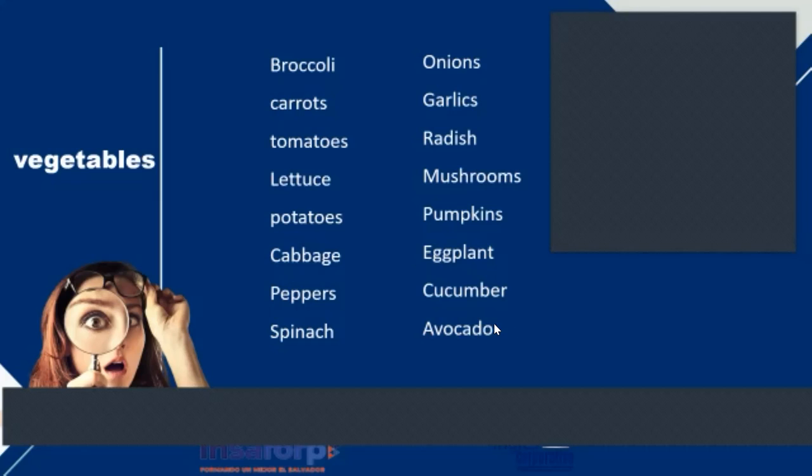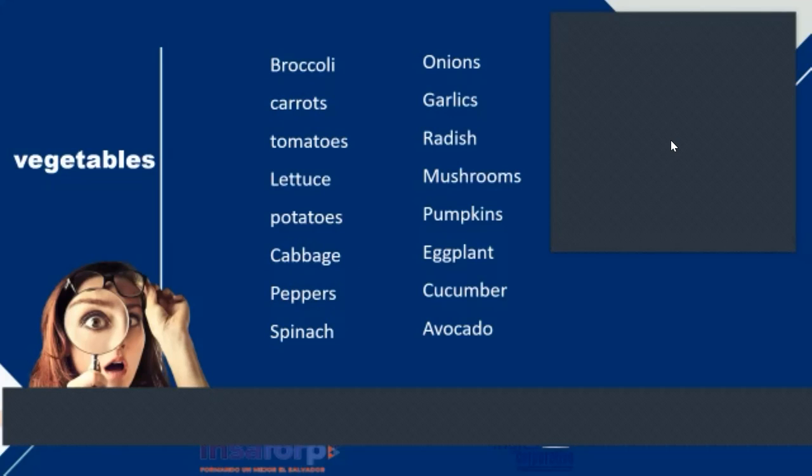Avocado. Do you like avocados? Yes, I like. Yes, okay. I do. What about cabbage? Natural avocado. Ah, it has a lot of potassium. Cabbage. Repollo. Peppers. Pimientos. And garlics. Ajos. Do you like garlics? Yes, I like. I don't like onions. Onions. Yes.